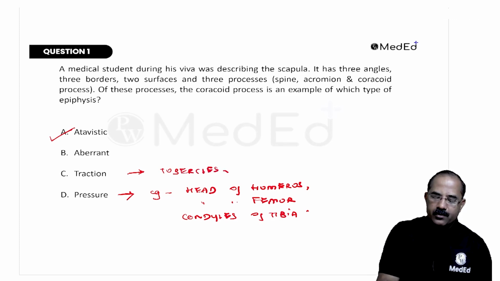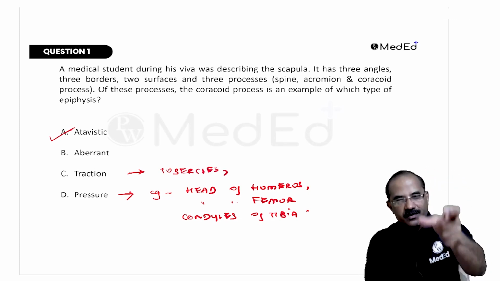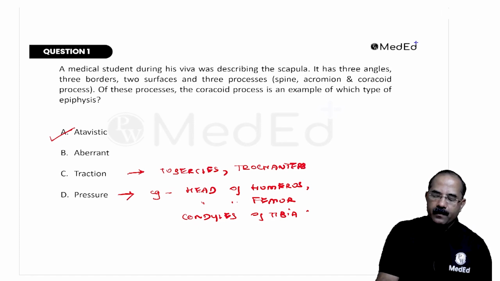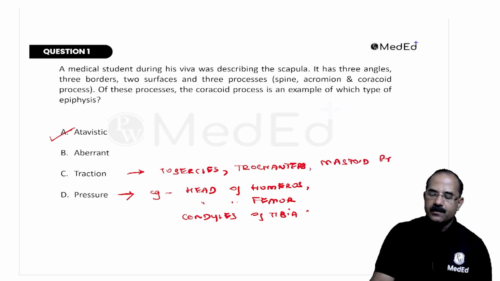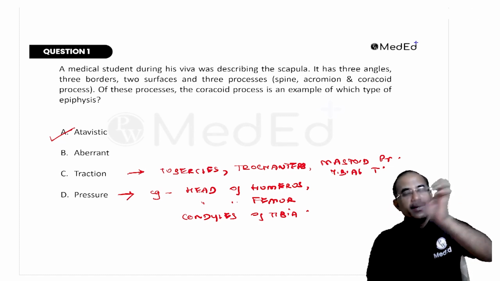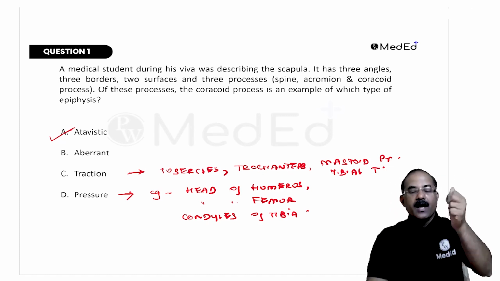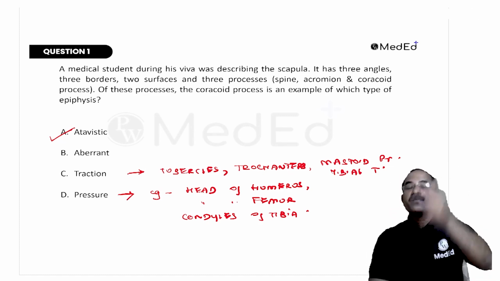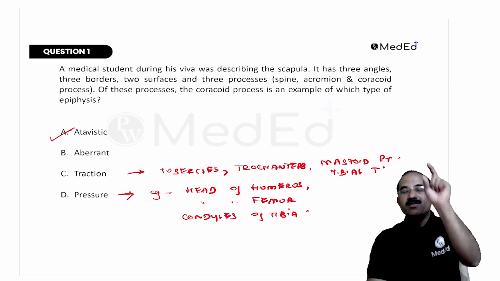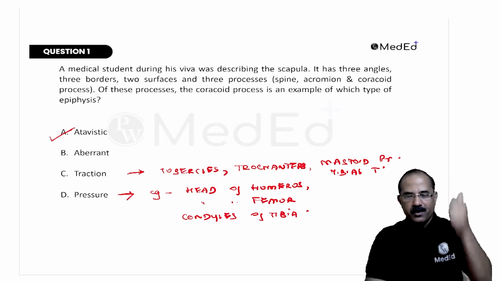of humerus, trochanters of femur. Then mastoid process, tibial tuberosity. See, all these elevations on the bone are formed due to pull of the muscles. This is what we call traction epiphysis. Perfect? Tubercles, trochanters, mastoid process, tibial tuberosity.